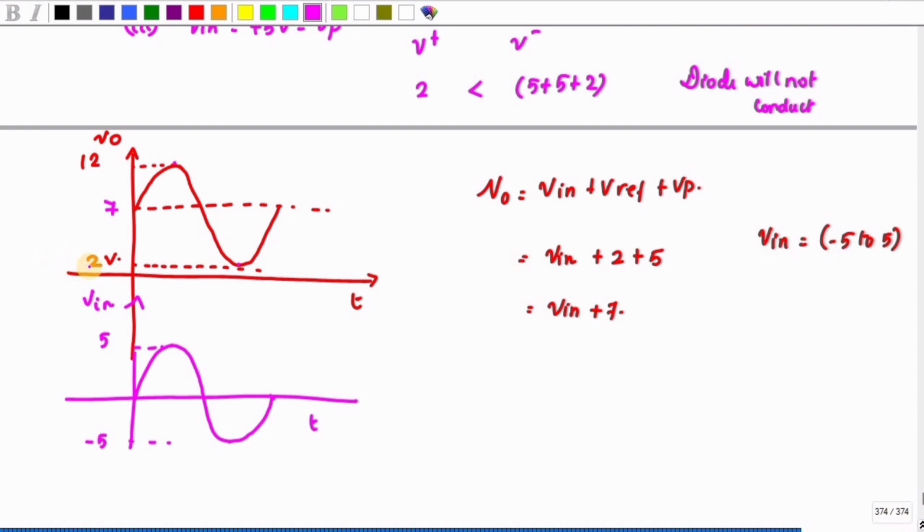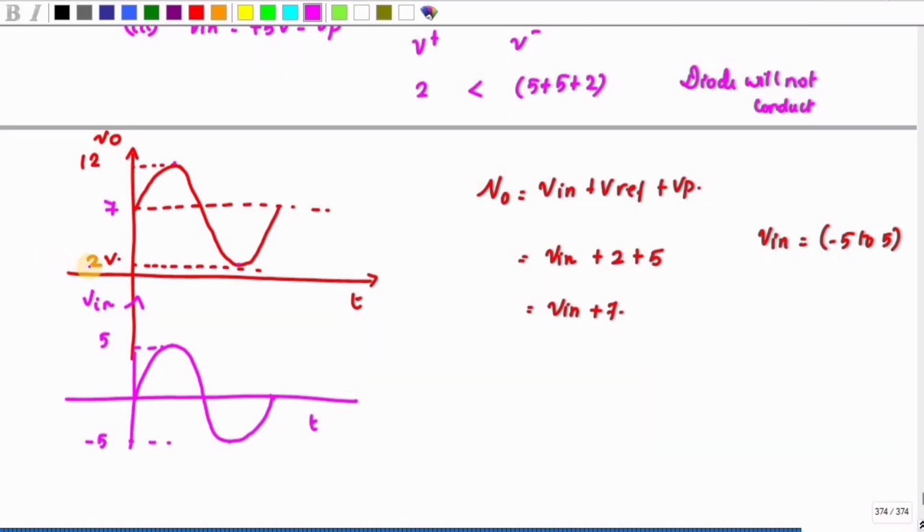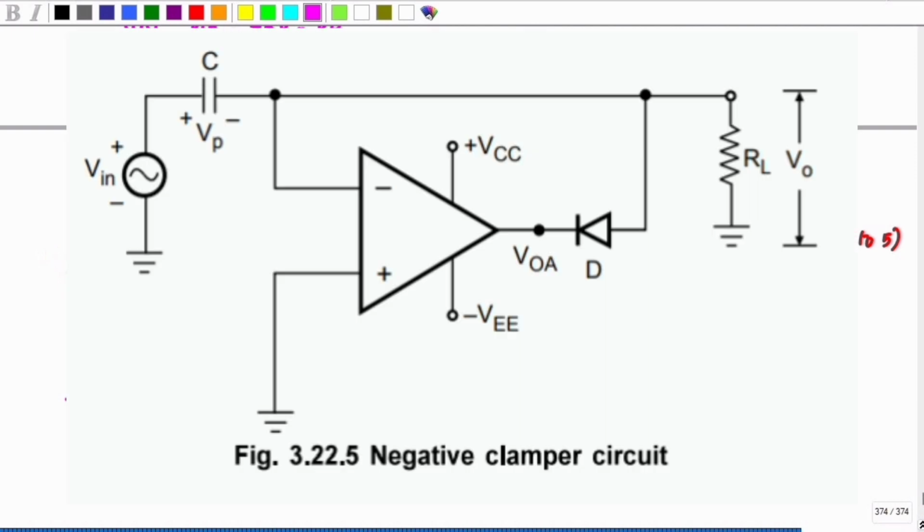The applications, advantages and disadvantages of clampers I have given in the description box. This circuit is called an active clamper circuit because it uses an opamp. There is also a passive clamper circuit, which I will also give in the description box, so you can refer to that video also. If I want to construct a negative clamper, you have to change the diode direction.